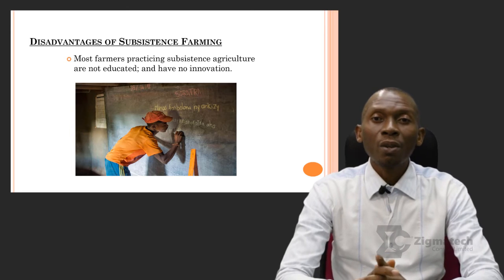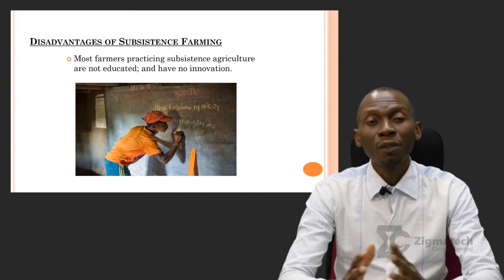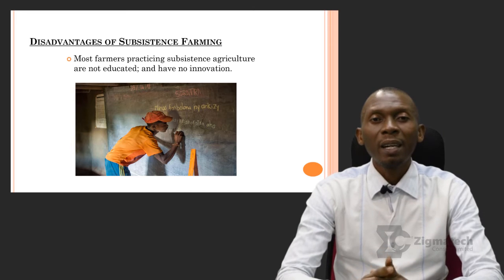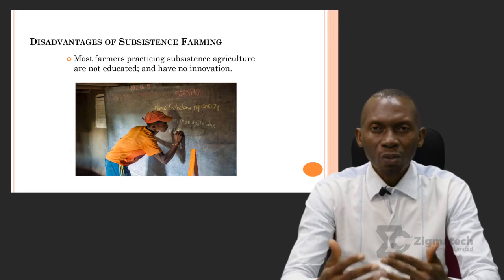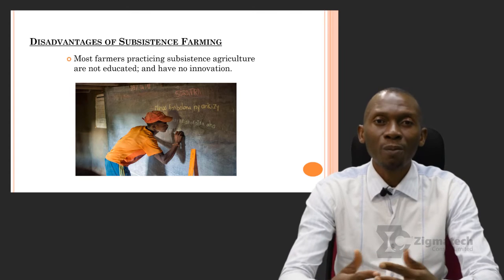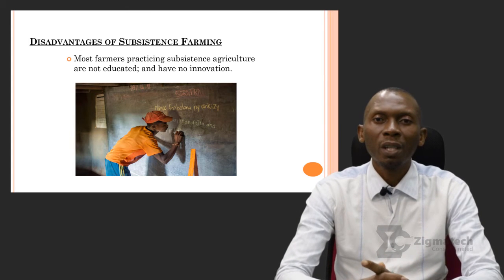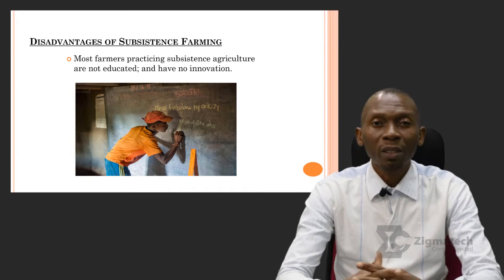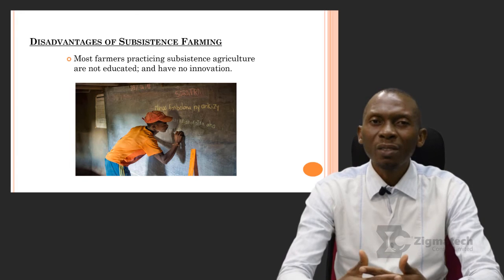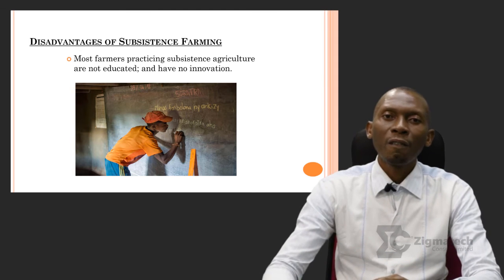Another disadvantage of subsistence agriculture has to do with the level of education of the farmers involved. Farmers involved in subsistence agriculture are usually not educated, and as a result this poses a limitation on their ability to thrive in the production of either their crops or animals. So they usually lack innovation. They don't know what to do in order to step up their level of production because they are not educated. So when new innovations or better production techniques are discovered by the research institute, these farmers are not educated, so they cannot implement such innovations. That's another major disadvantage of subsistence farming.